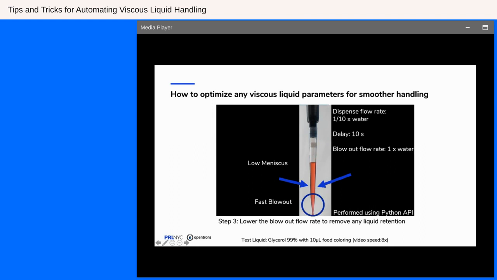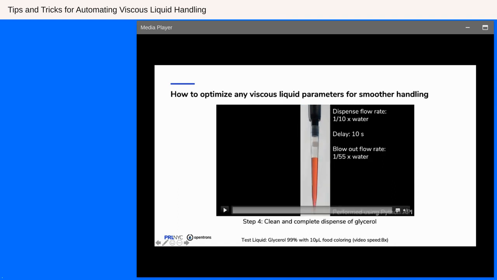And now we can see the liquid is slowly dispensed compared to previous, and the meniscus is broken much below the tip. Now after dispensing, a normal blowout flow rate was used, and still there is some kind of liquid which is still present inside the tip. Now this is glycerol 99%.